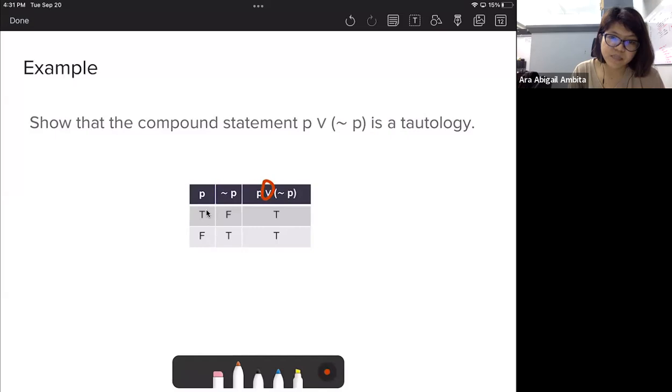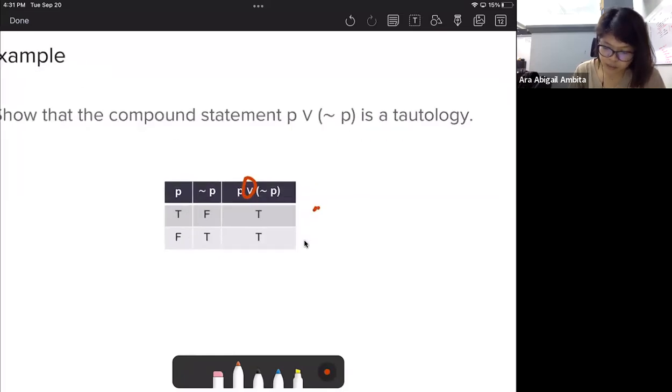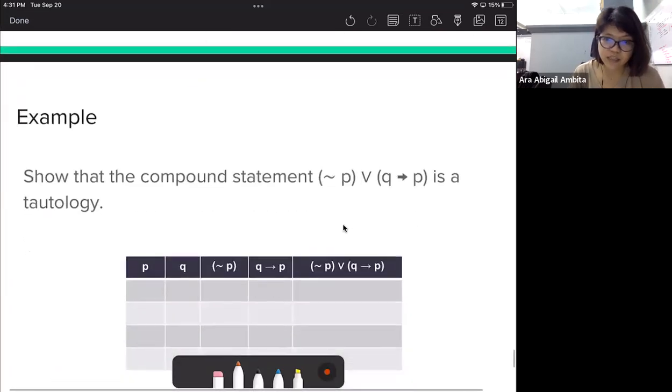Since P or not P has a true and a false value, this will result in true, and false and true will also result in true because there is at least one true value. So this is considered a tautology because the outcome of P or not P is all true for all possible combinations of P. Let us move on to the next example.